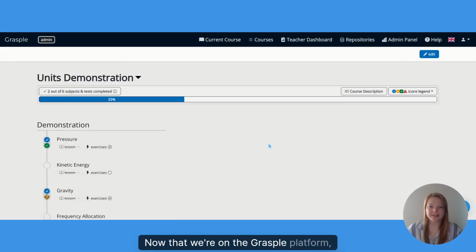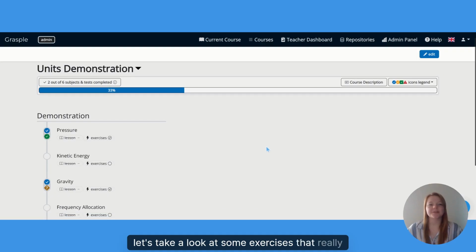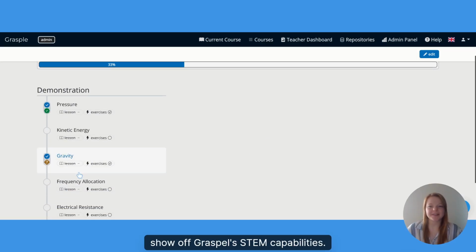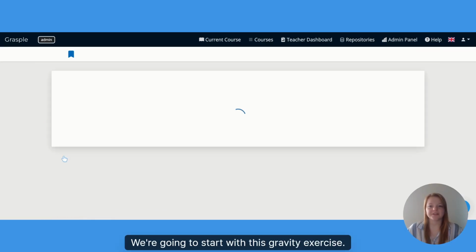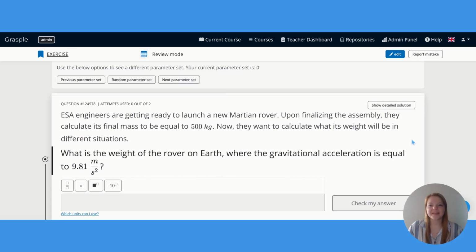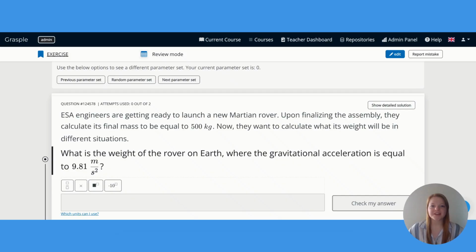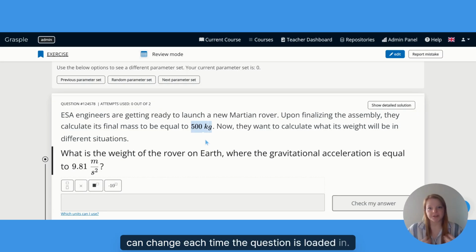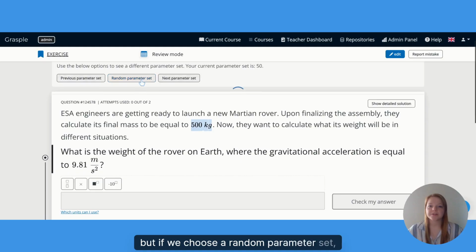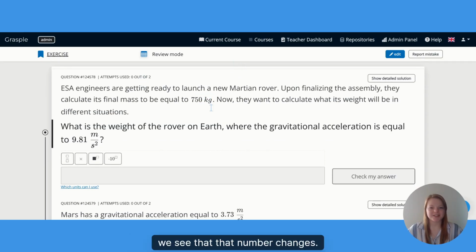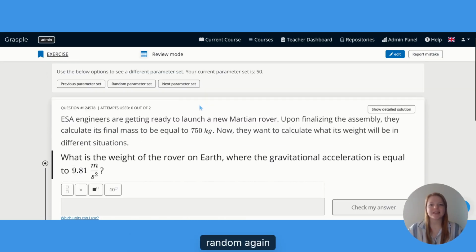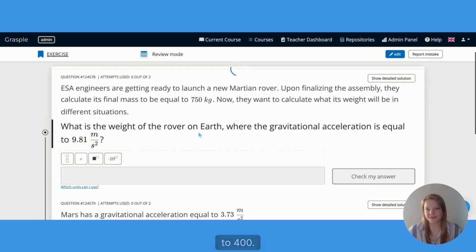Now that we're on the Grasple platform, let's take a look at some exercises that really show off Grasple's STEM capabilities. We're going to start with this gravity exercise. The first cool thing that I wanted to show you about working with Grasple for STEM education is that we utilize something called parameters, which means that the values, like this one here, can change each time the question is loaded in. So right now we're working with 500 kilograms, but if we choose a random parameter set, we see that that number changes. Now it's 750, random again, to 400.